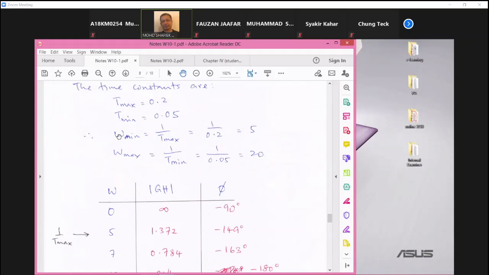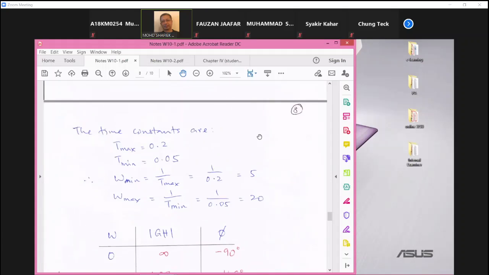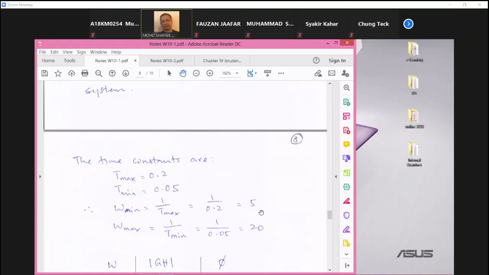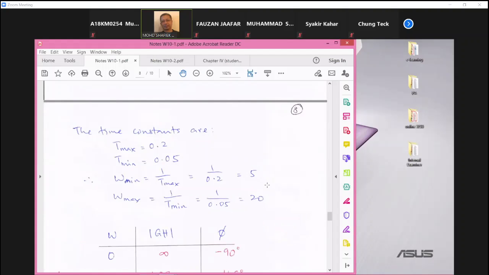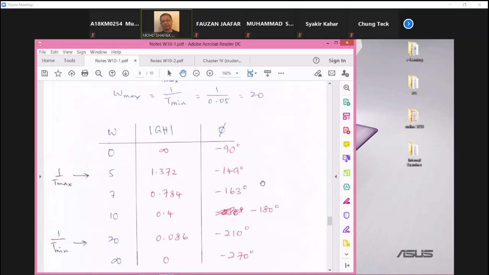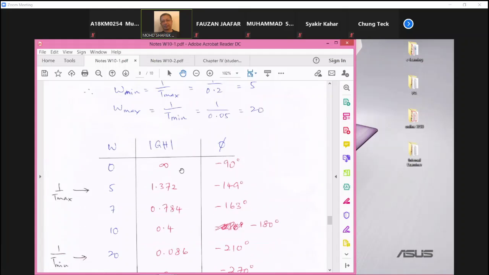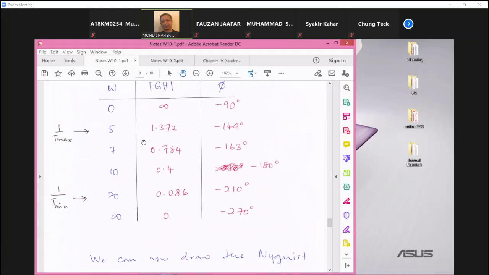So take 1 over that. 1 over 0.2 is 5, and 1 over 0.05 is 20. At least you must compute the magnitude and the phase angle for these two frequencies, 5 and 20. Then, to make a good diagram, you just select a few more points. So at least you must compute for omega equal to 5 and omega equal to 20, and the rest you just select randomly.